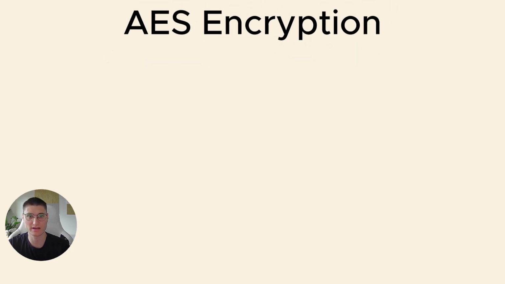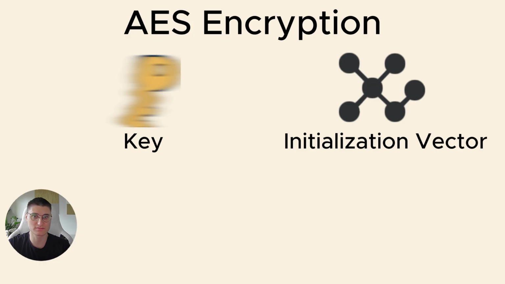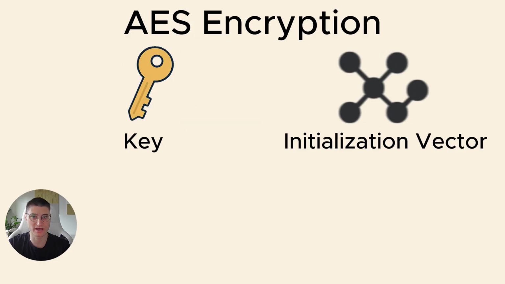It requires two main parameters, the key and the vector. The key is the secret password that both sides must know. It's used to lock and unlock the data. Without the correct key, you cannot read the message. The vector, which is called IV, initialization vector, acts as a random starting point. It ensures that even if you encrypt the data twice with the same key, the results will be completely different.